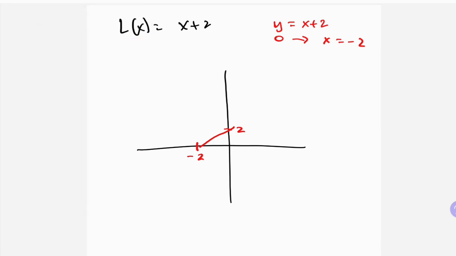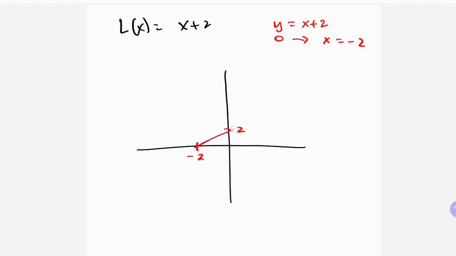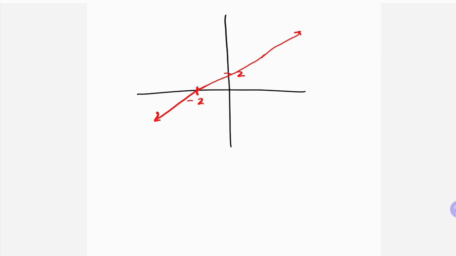Change color to blue. So this one here. I don't know how to change that, but anyway, that's our line there. So this is now the oblique asymptote. Now, if we need to sketch the graph, let's just create a table here.